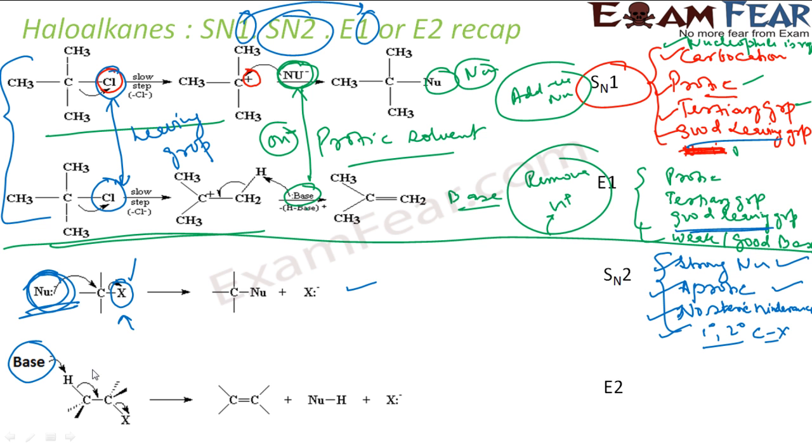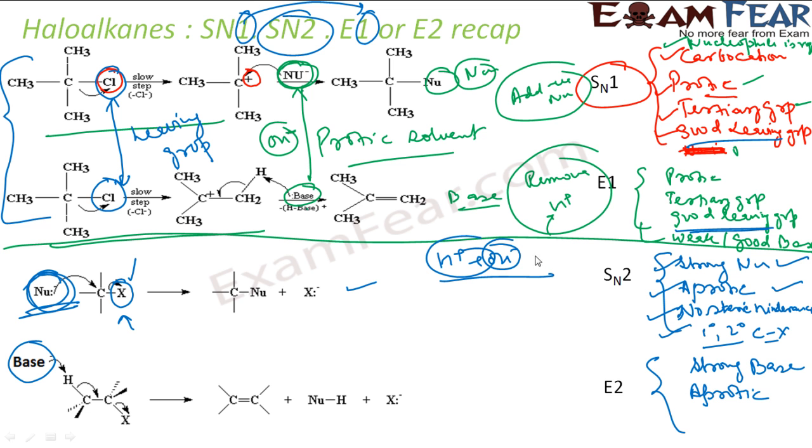Now we'll talk about the E2 reaction. Here, instead of a nucleophile, I have a strong base. A strong base is required, right? To make the strong base all the more strong, we use an aprotic solvent, because if we use a protic solvent, the H plus will react with my base and make the base weaker. It will be an acid-base reaction. I don't want that to happen, an acid-base reaction that can make my base weaker.